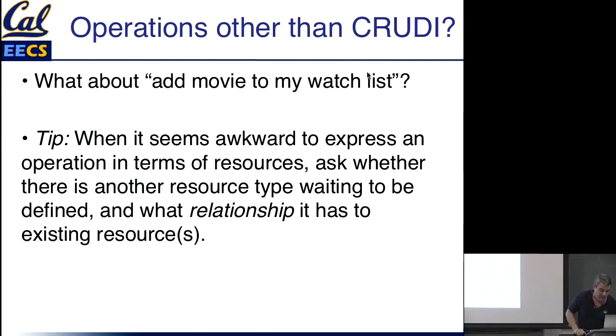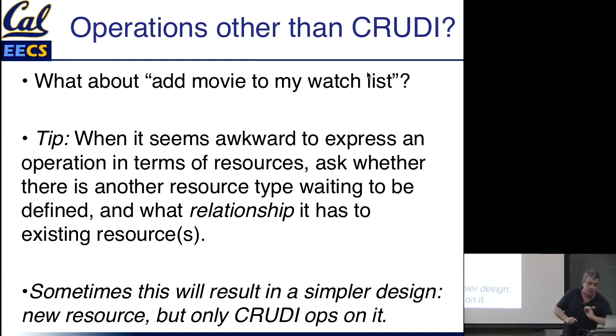So in particular, in this case, if there was a resource that represented a user's watch list, now the answer is obvious, right? If we had that resource, we're just updating that resource because we're going to add one more thing to it, the ID of some movie. So what you'll find is that this will sometimes result in a simpler design, because even though you've had to add a resource type, that resource type just has the basic operations on it, right? So it kind of regularizes the design of your app. So let's walk through that.